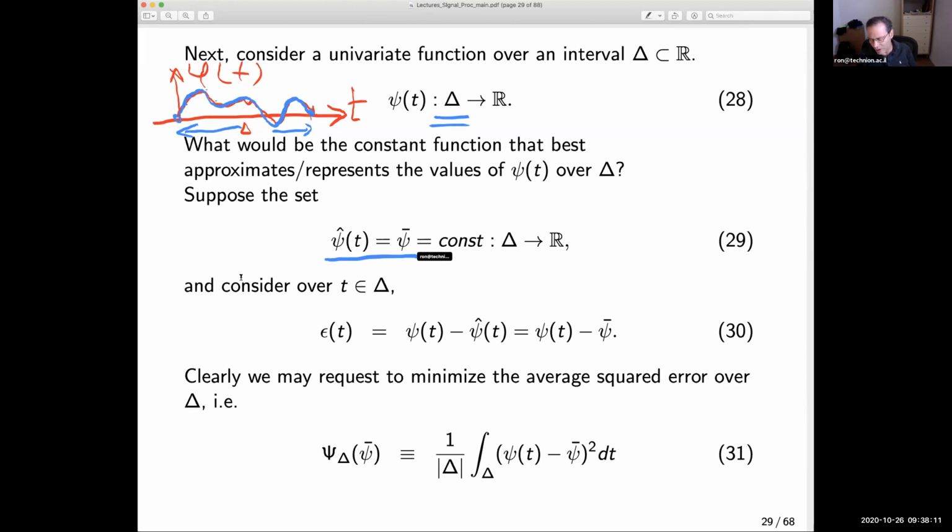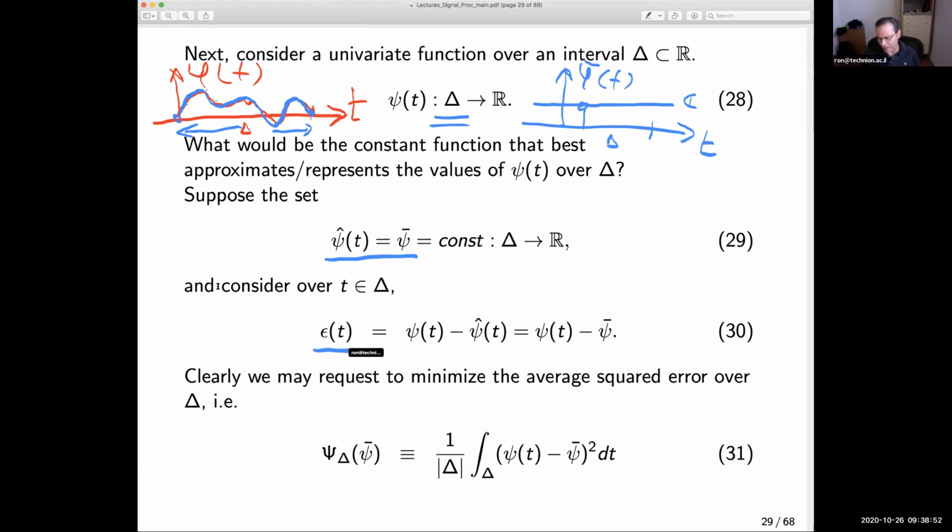So assume now that I would like to represent this function by a constant function. We'll call it psi bar, and it would be a constant function. So what would be this constant function? For each and every value in the interval delta, my function psi bar of t would have the same value, and this would be a constant. So what would be this constant? To that end, we can either resort to the intuition that we gained before by looking at the set of numbers and representing them by a constant, or we can do the math. So let's do the math.